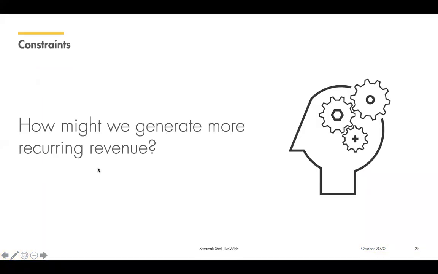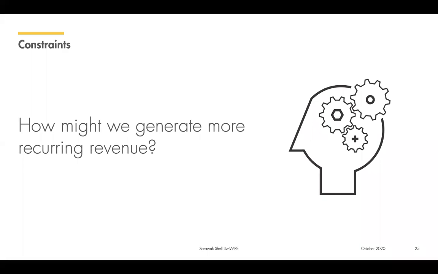So constraint number one, how might we generate more recurring revenue? That means that rather than selling one drink to a customer, if you're in the coffee business, then the question is, how do I make people come back again and again? What do I need to change? Do I need to change my pricing? Do I need to change my customer relationship? Do I need to change my channels, right? What can help me to create more recurring revenue?